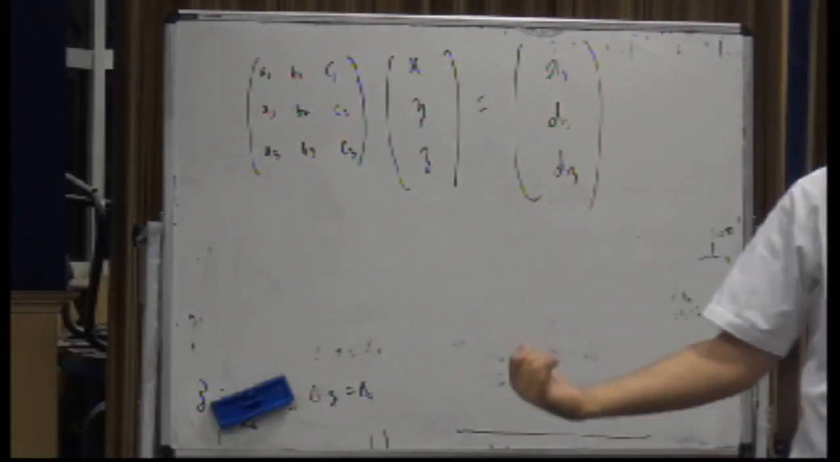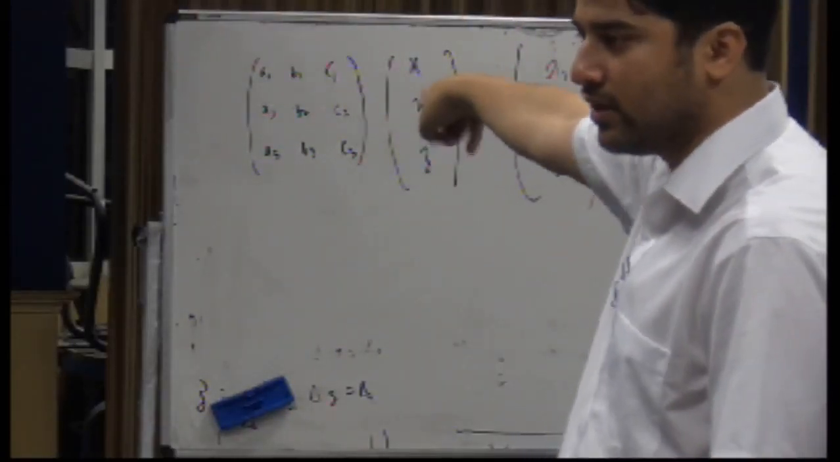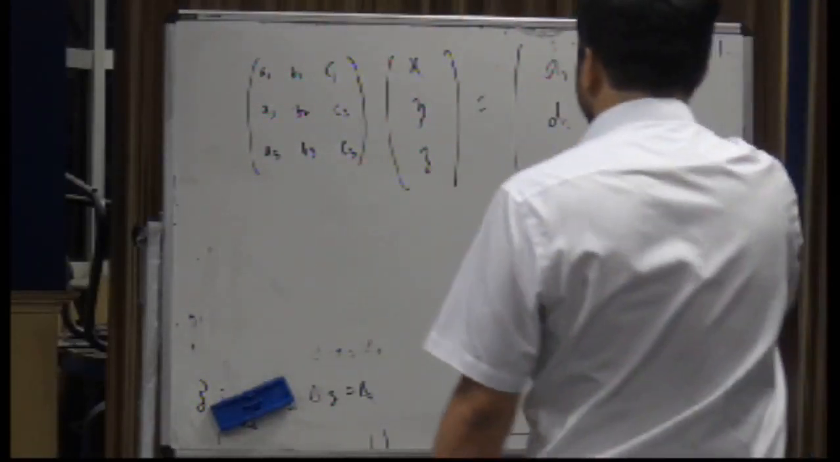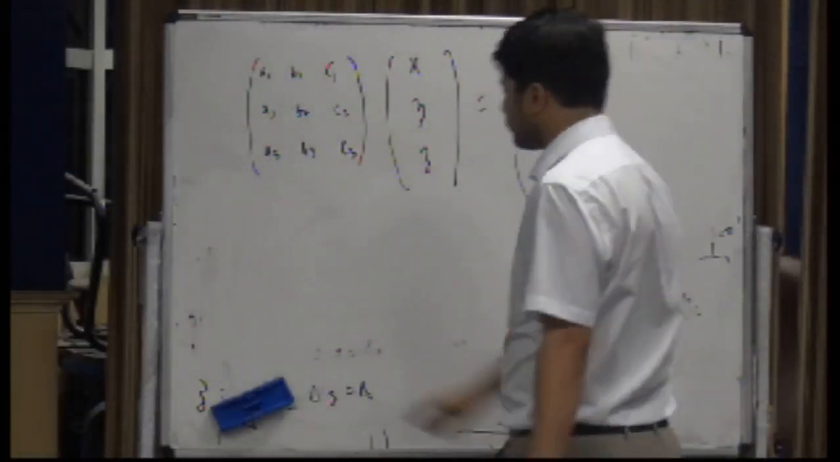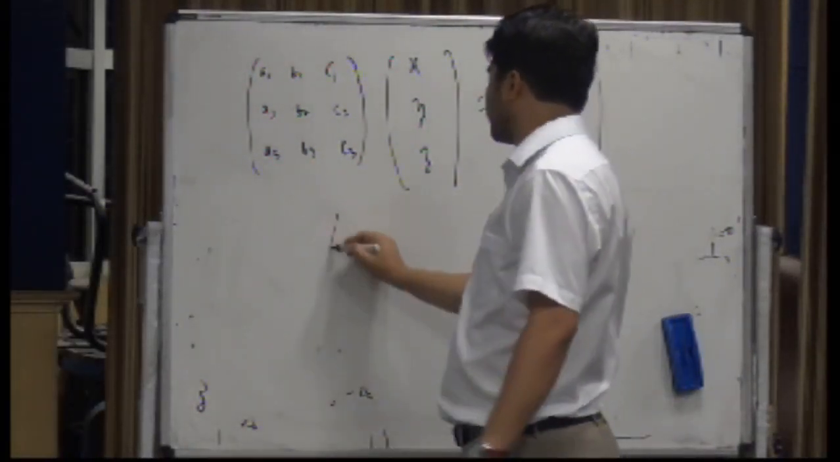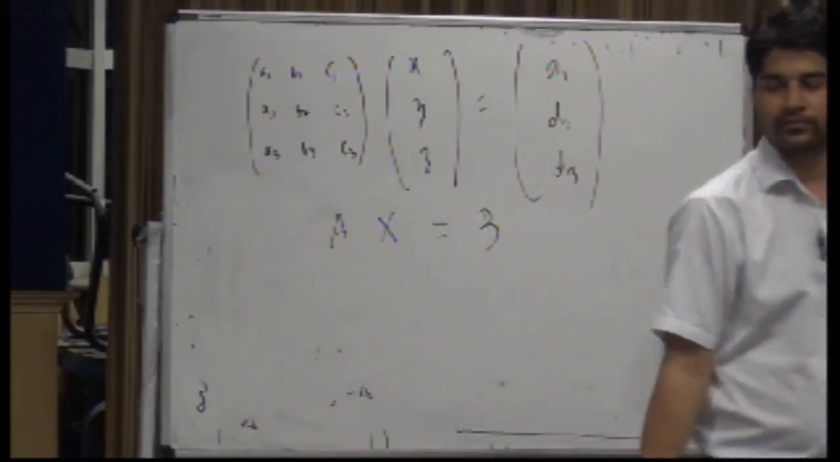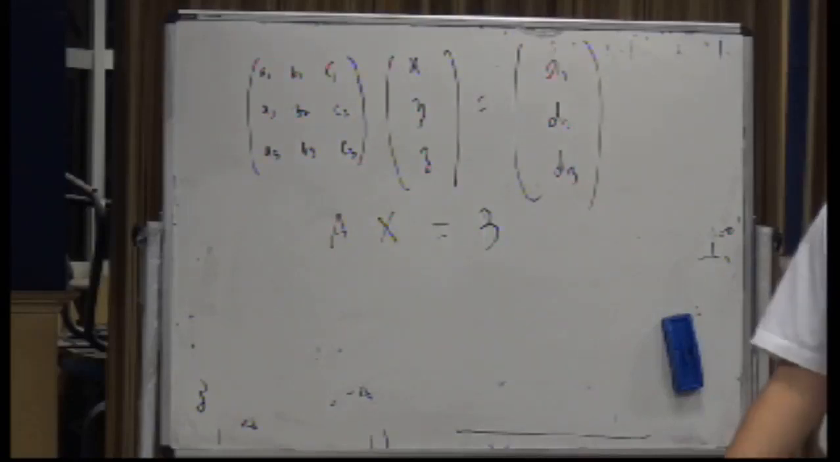So this representation can be given a structure. I can say matrix A into X is equal to B. Right or wrong?